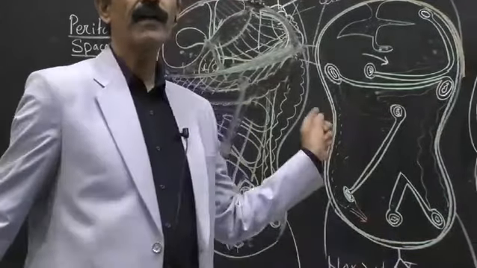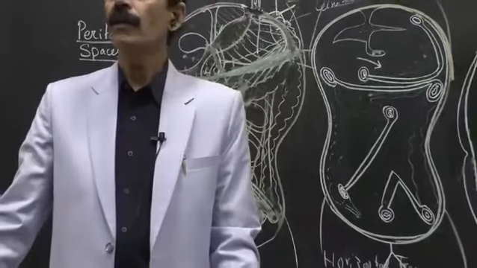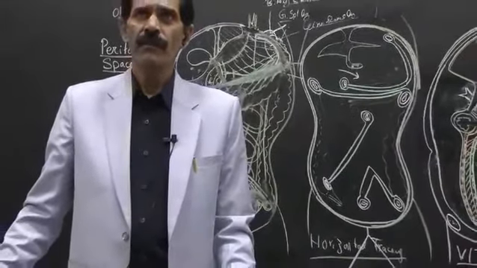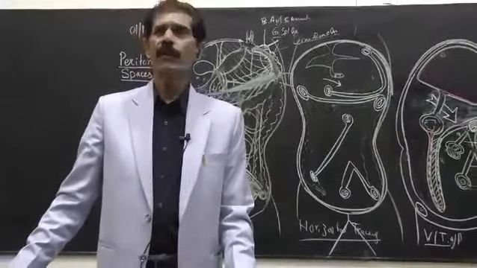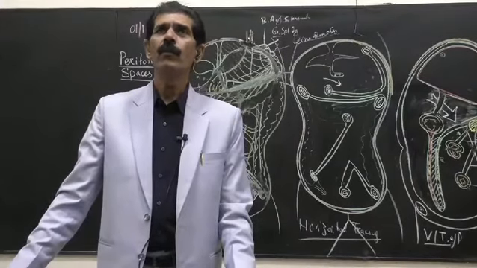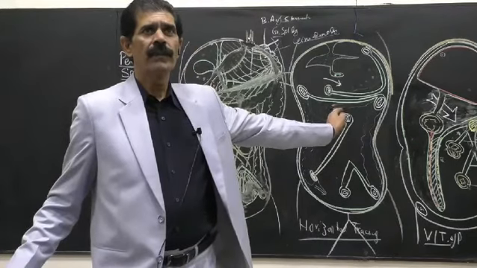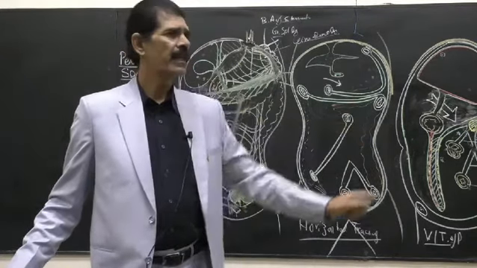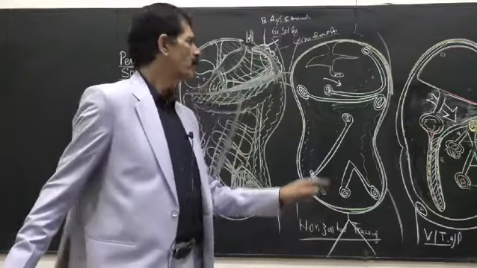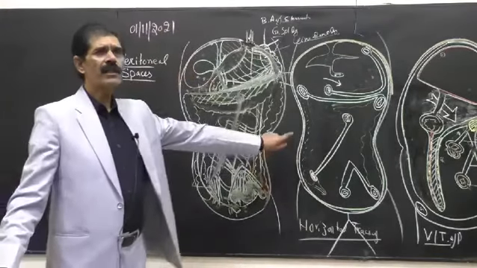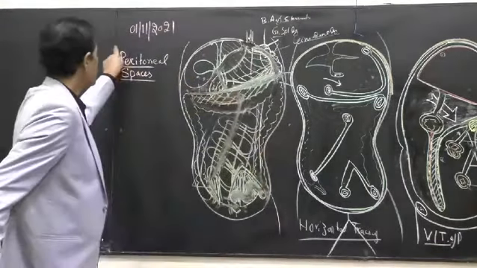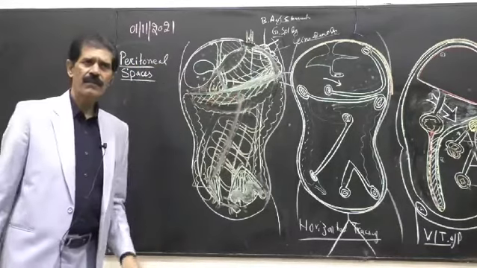So this is the final diagram, what is called the horizontal tracing of the peritoneum after the removal of movable organs. All retroperitoneal organs are intact. They are as such. We have not displaced them. On the basis of this diagram, we will explain the peritoneal spaces.